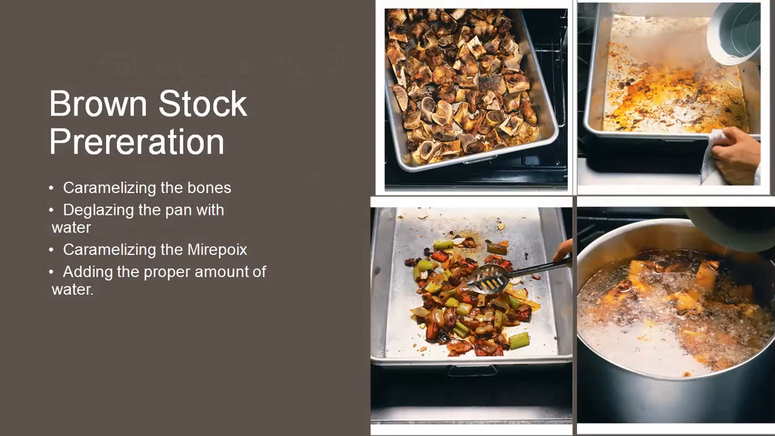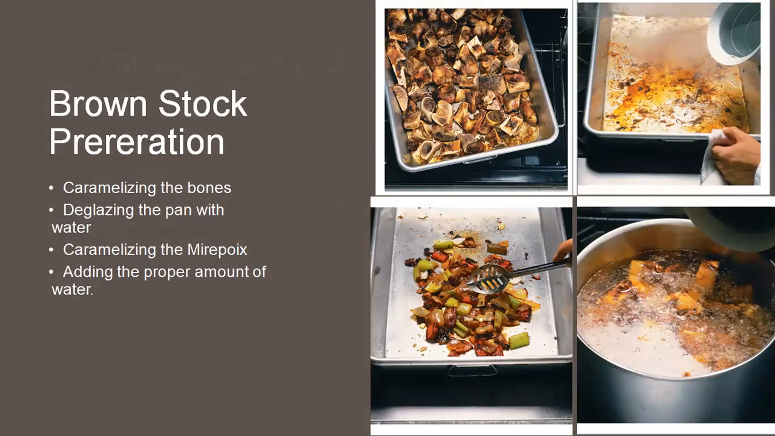So what we are going to do is cut the bones into small pieces, place the bones in a roasting pan and in a hot oven at 200 degrees centigrade, and we are going to brown them well. We are going to caramelize them.